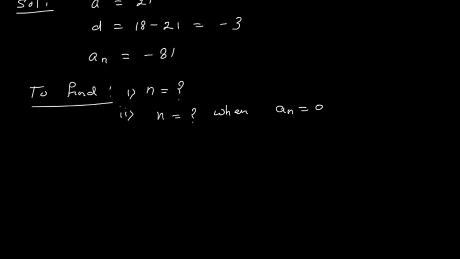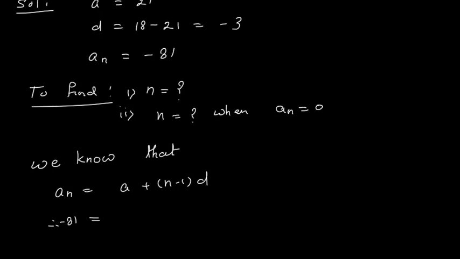Okay. So let us start. In the solution we say that we know that an is equal to a plus n minus 1 times d. Therefore this is equal to an, therefore this is minus 81. I will say that minus 81 is equal to 21 plus n minus 1. The value of d is minus 3. So therefore minus 81 minus 21 is equal to n minus 1 times minus 3.